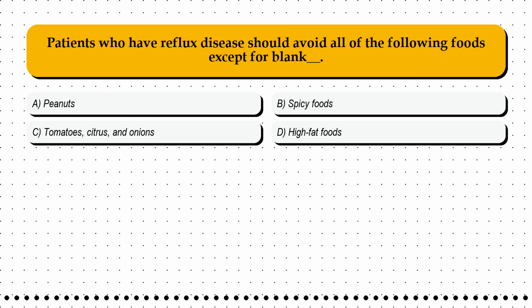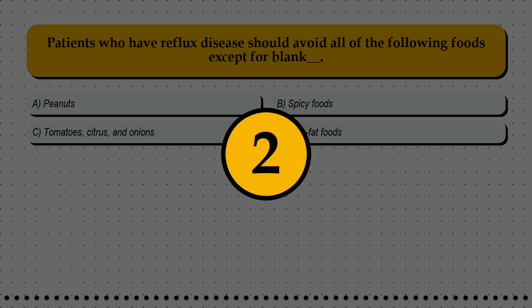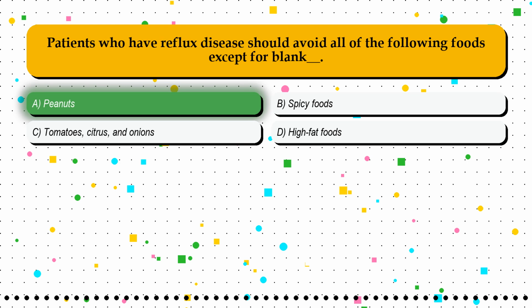Question 312. Patients who have reflux disease should avoid all of the following foods except for blank blank. Option A, peanuts. Option B, spicy foods. Option C, tomatoes, citrus, and onions. Option D, high-fat foods. The correct answer is option A, peanuts.